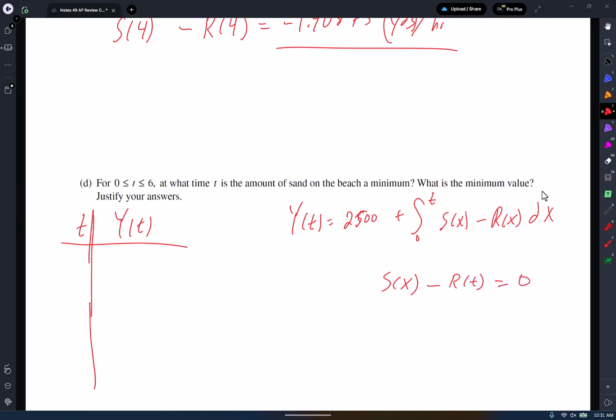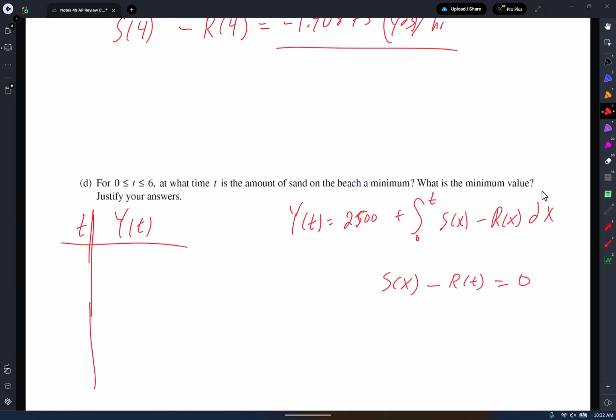And let me explain. You ready, Kyle? This is just like the last question. I'm sorry, I'm not picking on you. I promise. If s of x minus r of x is positive, that means I have more sand being added to the beach. So the amount of sand is increasing. Yes or no? If s of x minus r of x is negative, that means more sand is being removed from the beach, so the amount of sand is decreasing.